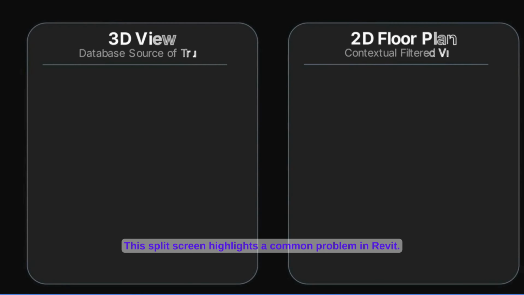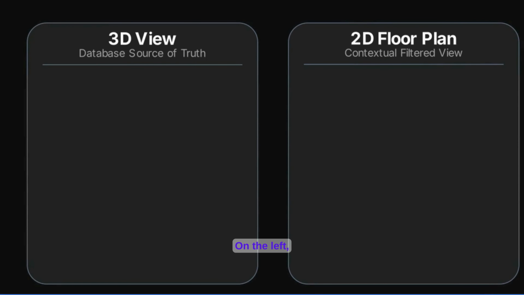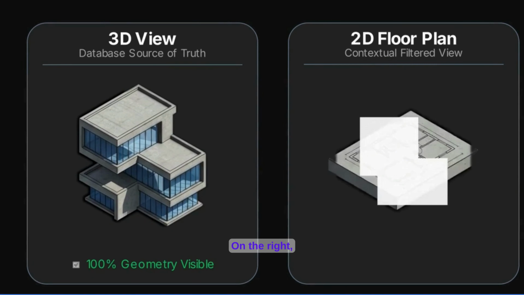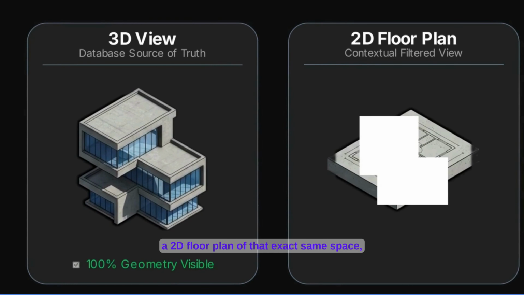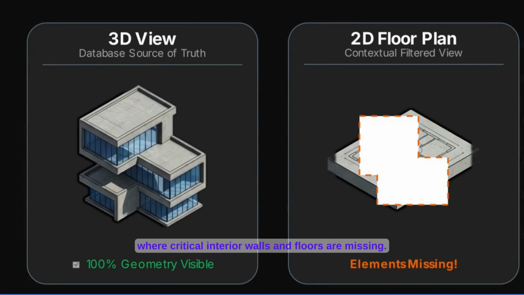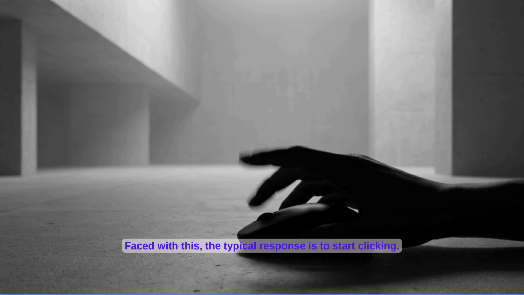This split screen highlights a common problem in Revit. On the left, a fully populated 3D architectural model. On the right, a 2D floor plan of that exact same space, where critical interior walls and floors are missing. Faced with this, the typical response is to start clicking.